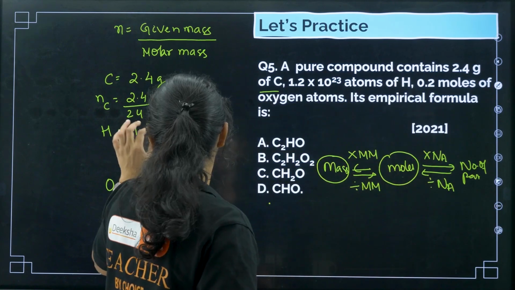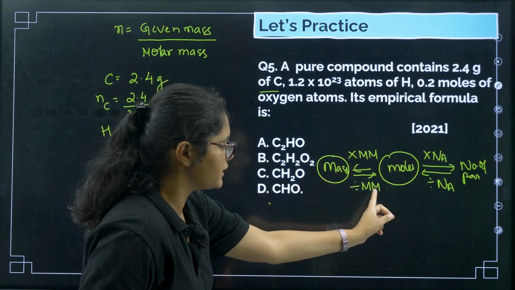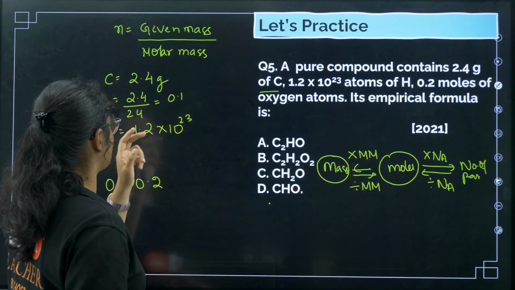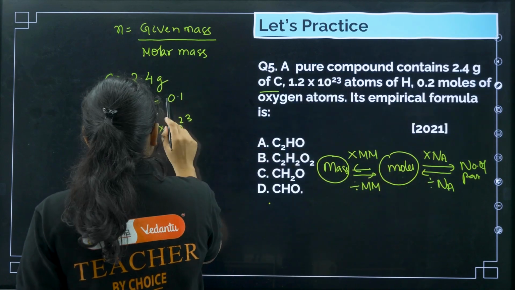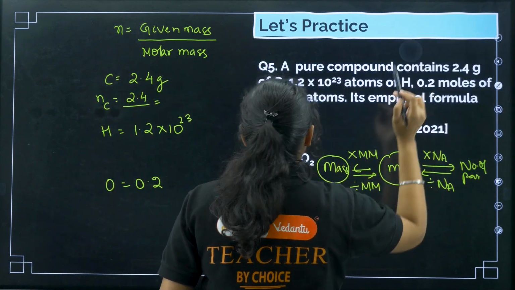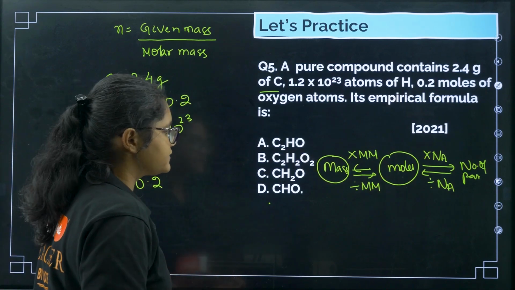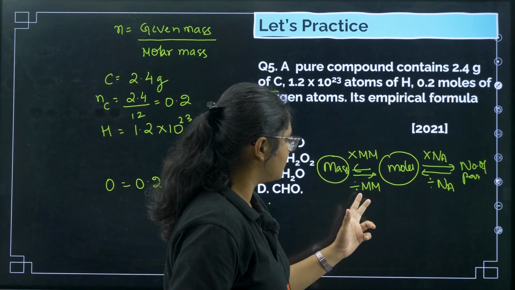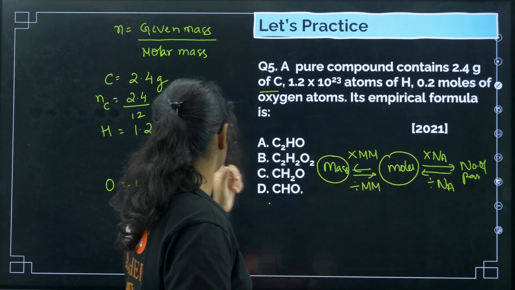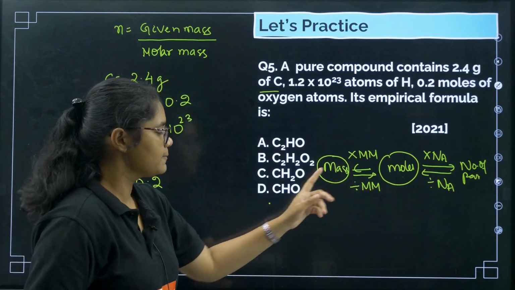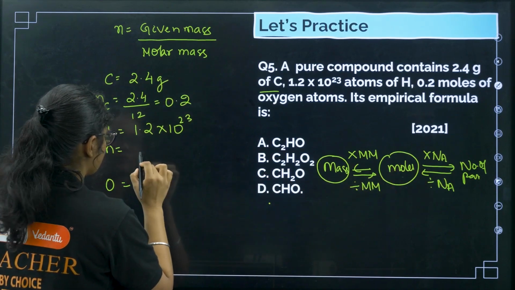Now if you see for carbon, mass was given, I wanted to calculate moles, so I divided with the molar mass, and carbon mass is 12, right? Yes, so it will get 0.2. Fine. Next, if you see here, number of particles of this one is given. Number of particles is how much? 1.2 into 10 to the power of 23. So if I want to find number of moles, I'll divide with Avogadro number.